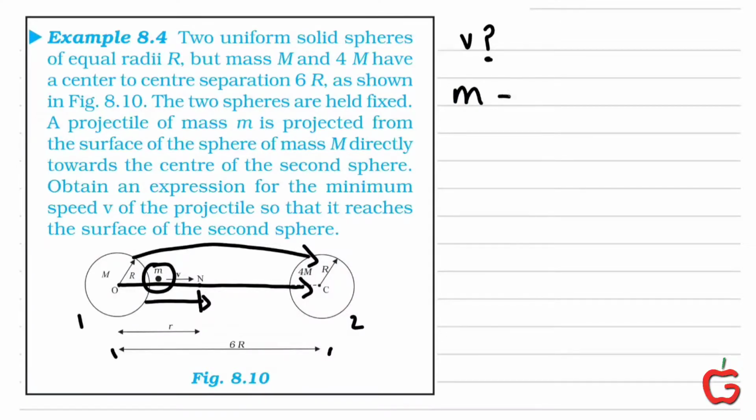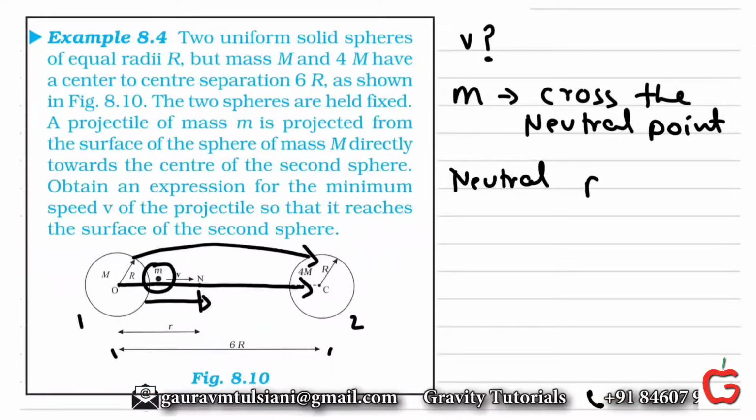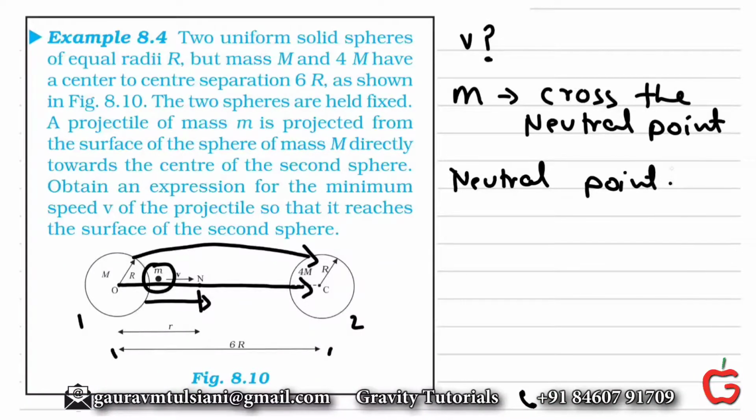So the small mass m has just to cross the neutral point. Okay, so first we'll find out where the neutral point is. So we have to find out the location of the neutral point. Now the neutral point means where the gravitational force of the first and second sphere is equal. So that is the neutral point.